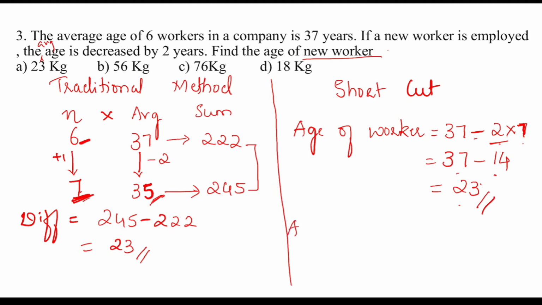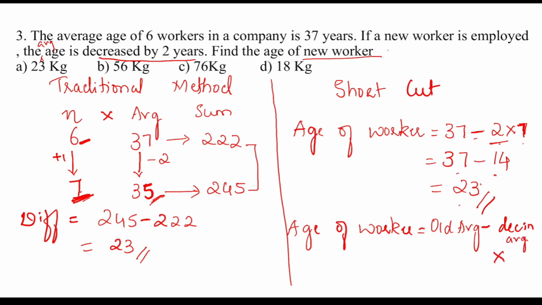So I can frame this in a formula also. Age of worker is equal to the old average, minus if the average is decreasing, always take it as minus. If the new average is increasing, always take it as plus. Now it is given that the average is decreased by 2 years, so it is minus the decrease in average into the number of new people or new entities.